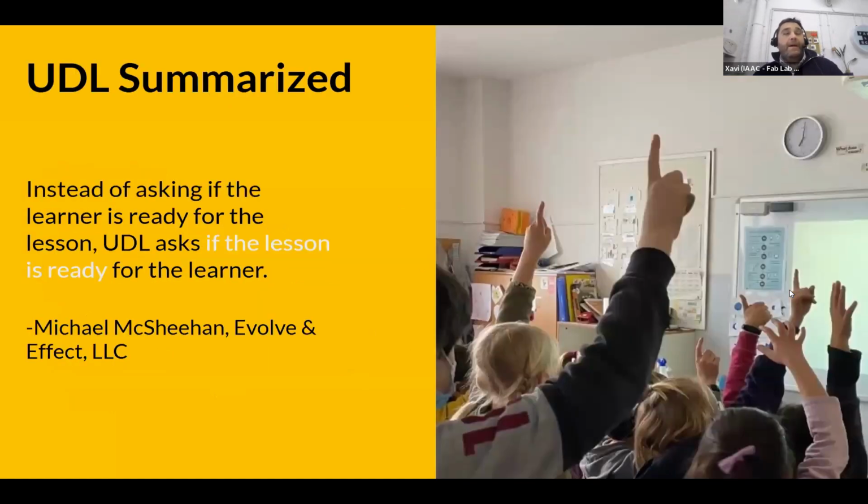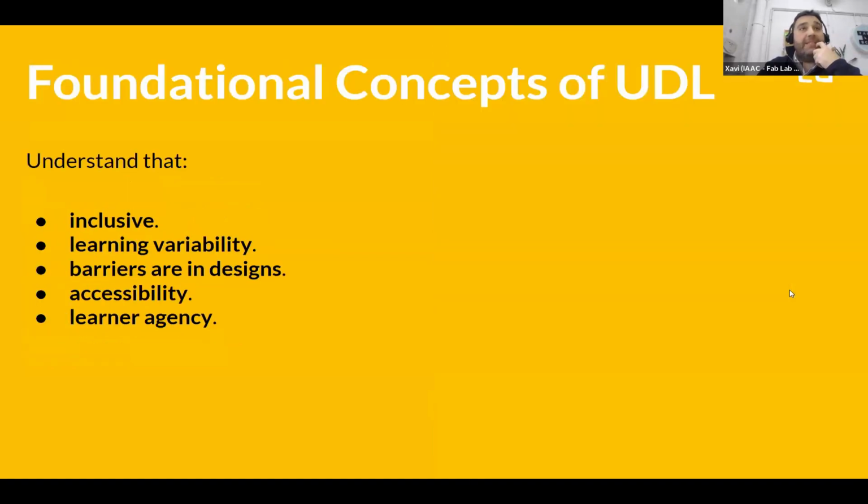In summary, and it was a shift for me, instead of asking if the learner is ready for the lesson, we should start asking ourselves if the lesson is ready for the learner. I know this is not easy because we have quite diverse students in our classrooms, but at least we need to understand what inclusivity means, what learning variability means, which barriers we can anticipate in our classrooms, how we can make the material accessible, and how we can develop this learning agency.